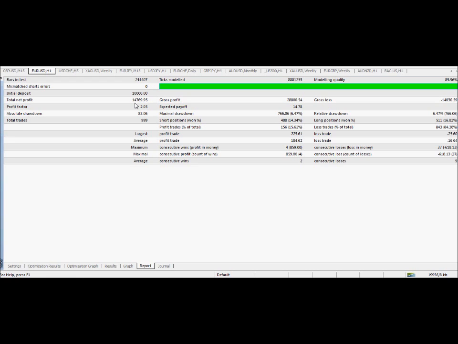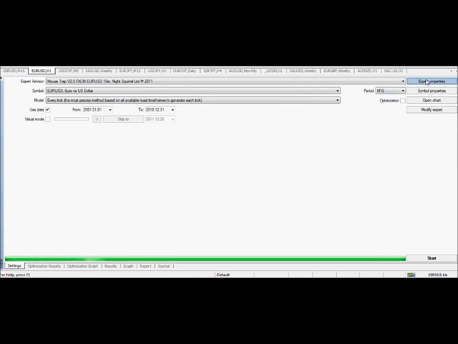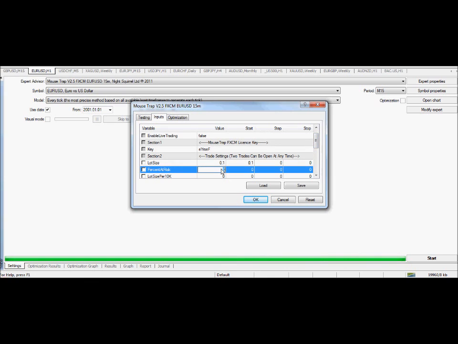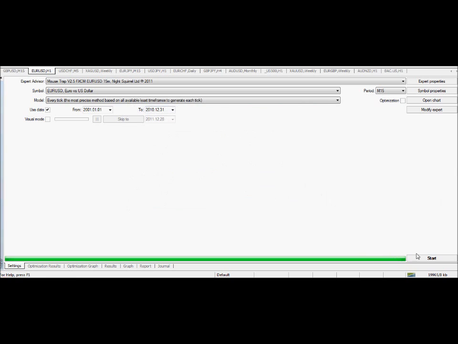But this time what we're going to do is see what happens if we run this rather than with a flat 0.1 lot size. We're going to run it by risking 1% on every trade. So I'll do exactly the same thing again, and let's see what happens.